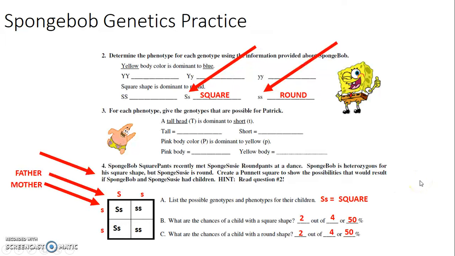So you are going to go ahead and go back and record the chart, and then you are going to continue working on SpongeBob. After this SpongeBob practice, you're going to do an activity called Create a Baby. And so I'll talk more about that with you later. Good luck!